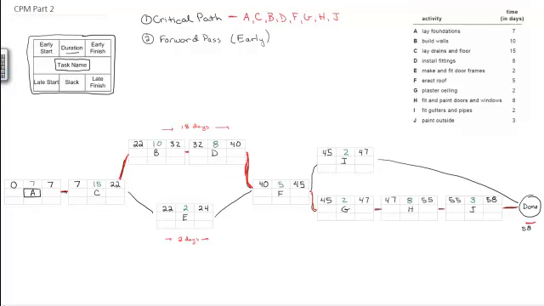I also want to know, what if everything doesn't go as planned? I've identified my critical path already, and so I want to see how late can I start some activities without disrupting that 58 number. So the next thing I'm going to do is my backwards pass.